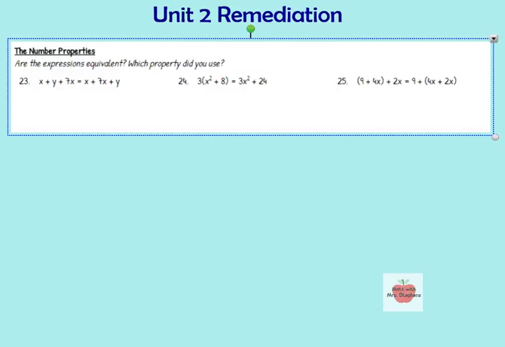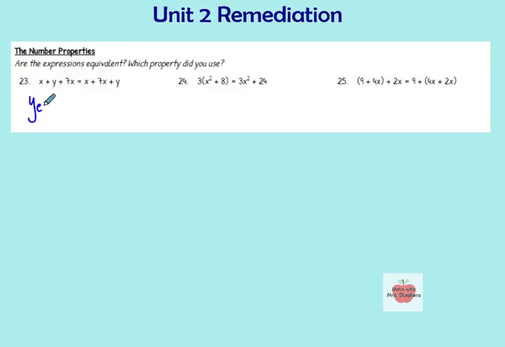Numbers 23 through 25, you're looking at the equivalent expressions and figuring out if the property was used correctly. Number 23, x plus y plus 7x equals x plus 7x plus y. If we look, all that happened was the order was switched. We can switch the order when we're adding, so this one is correct, and it's because of the commutative property. Commutative property says you can change the order when adding and multiplying.